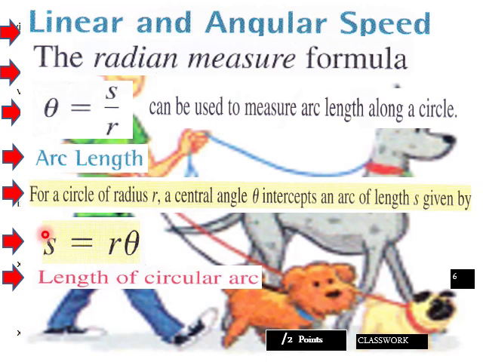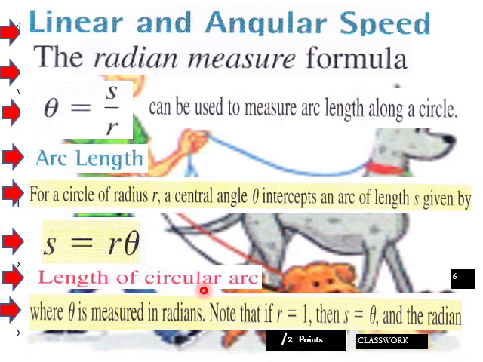Length of a circular arc. Here is your formula for the length of a circular arc, where theta is measured in radians. Note that if r equals 1, then s would equal theta, and the radian measure of theta equals the arc length, so that will be how you find your arc length. Let's do an example from that.